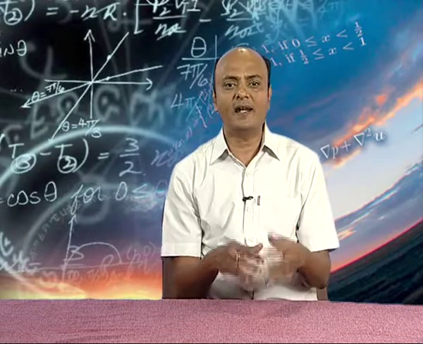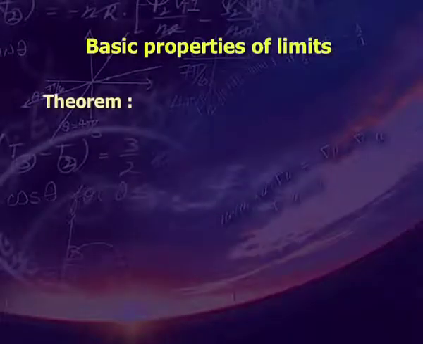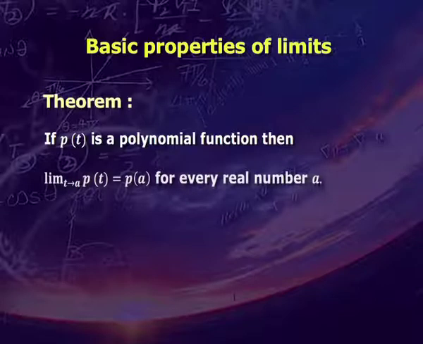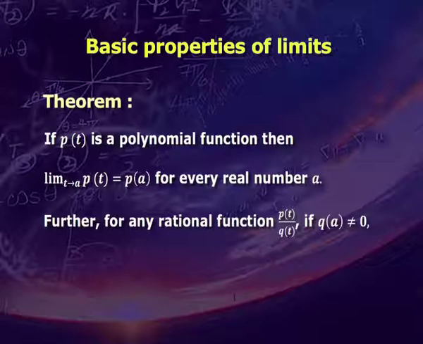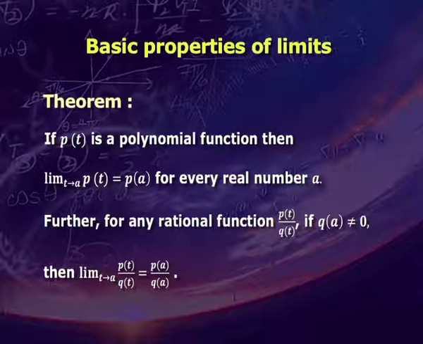These properties are very useful in the evaluation of limits of certain functions and sometimes in proving general results like the following theorem. Theorem: if p(t) is a polynomial function, then the limit of p(t) as t goes to a is equal to p(a) for every real number a. Further, for any rational function p(t) over q(t), if q(a) is not 0, then the limit of p(t) over q(t) as t goes to a is equal to p(a) over q(a).